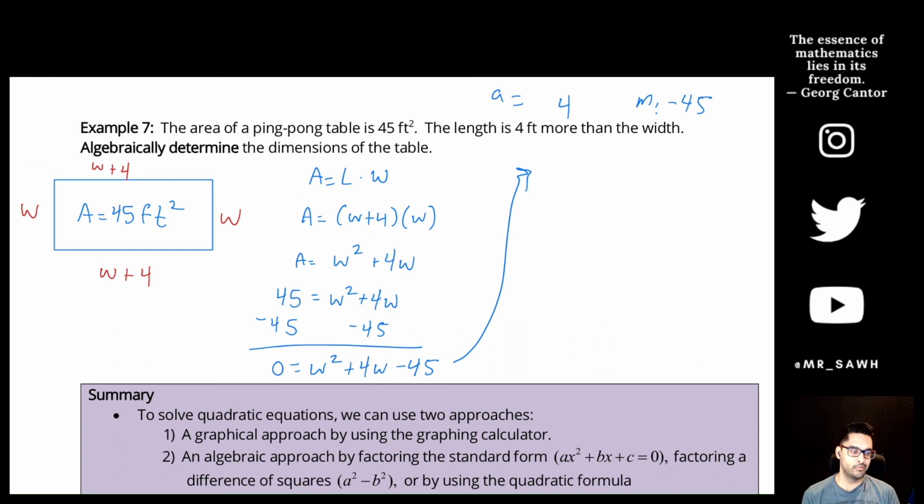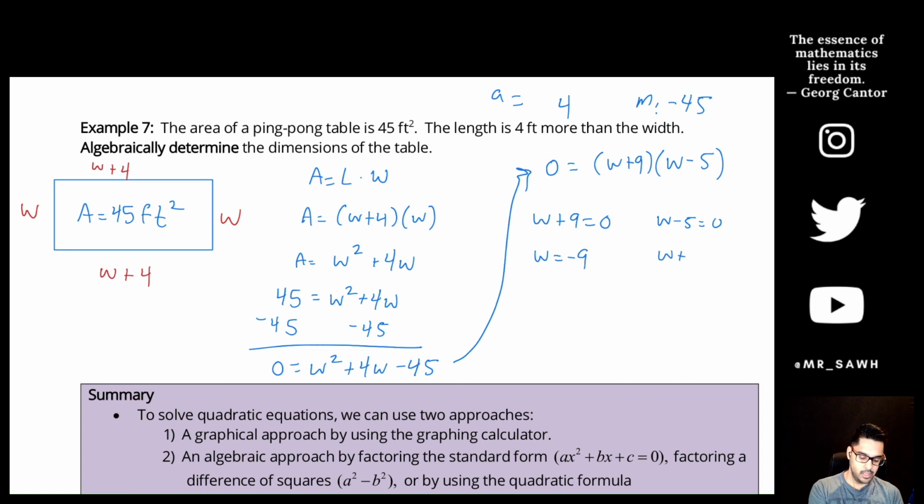9 times 5 is 45. So 0 equals W plus 9 and W minus 5. That'll add to my positive 4, and that'll multiply to my -45. So W plus 9 equals 0, which means the width must be -9. Weird. Or the width must be 5, which makes a lot more sense, right? If it's a dimension of something, you can't have a negative.